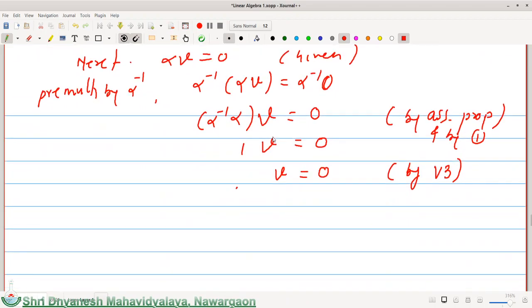We will write that here. So thus alpha into v is equal to 0 if and only if either alpha is 0 or v is equal to 0.